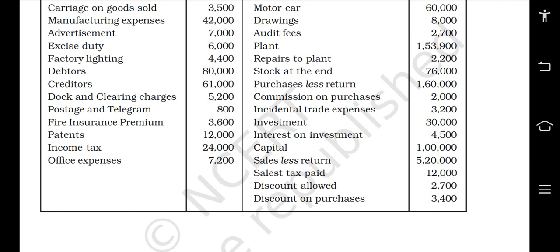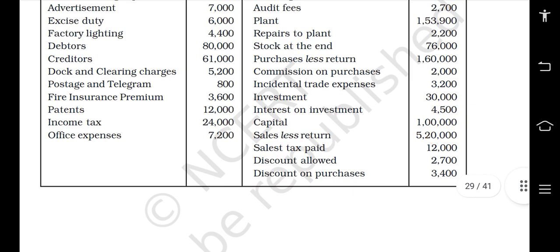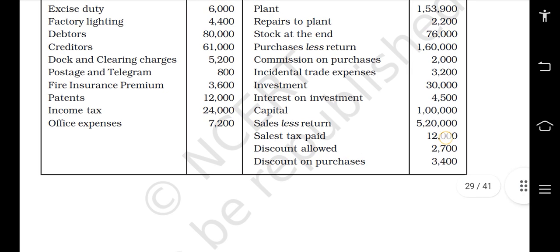Okay, and purchase less return. Purchase account is a trading account. In the trading account format, opening stock first, then purchase less purchase return, like that it is going on. So purchase less return, they have already deducted the purchase return from purchase and given 1,60,000 rupees. Commission on purchase is also there in the trading account.